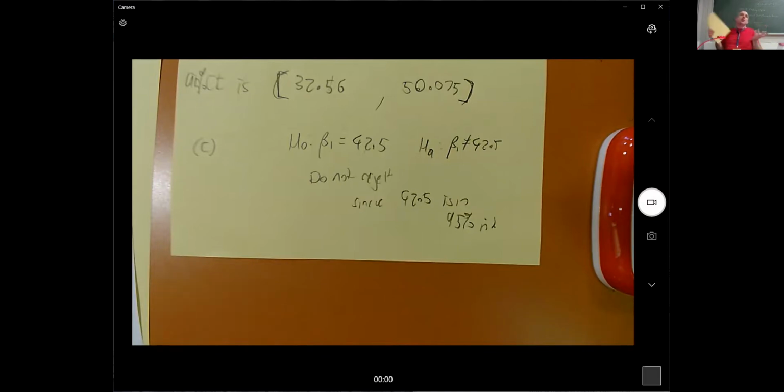You've got multiple choice, so you don't have to show work. I don't know if your lecturer would like this working, but it's totally true. That's how confidence intervals and hypothesis tests are related to each other.